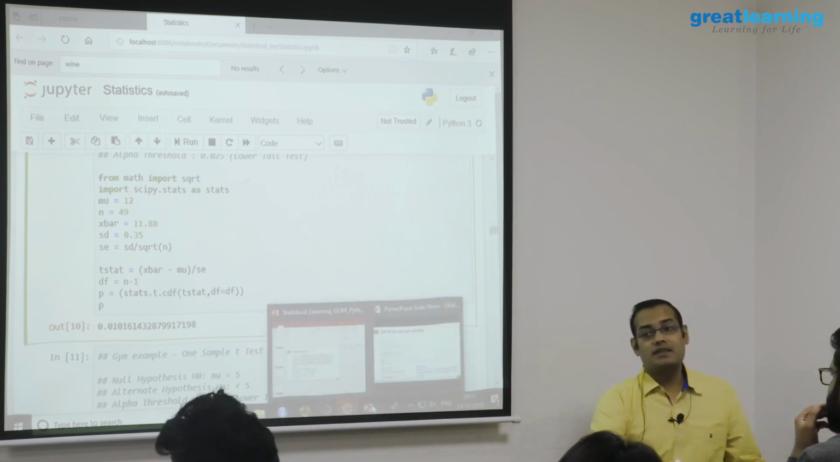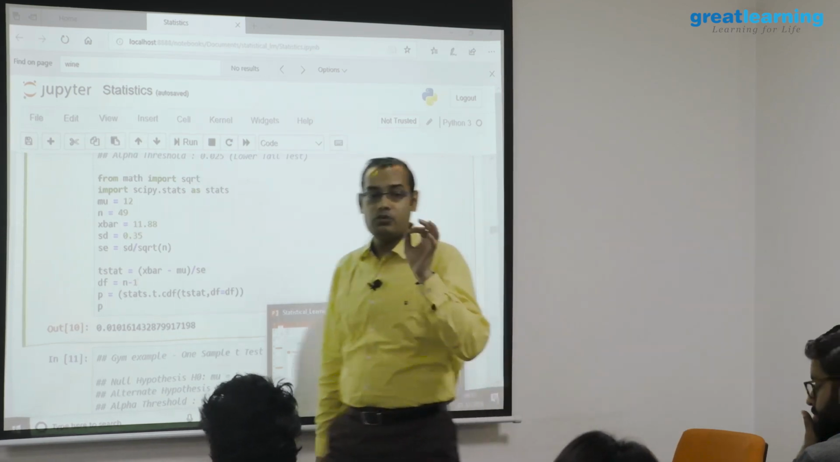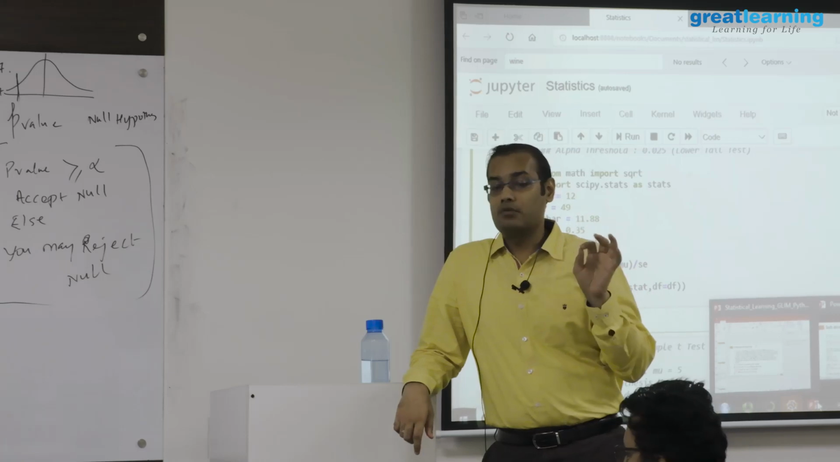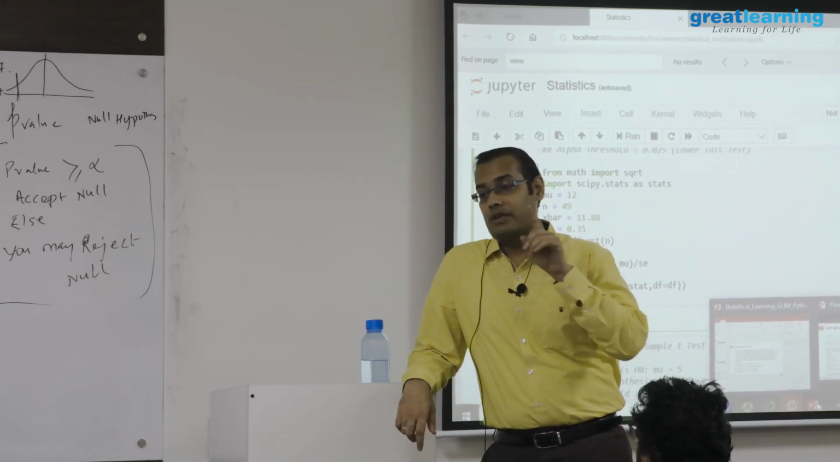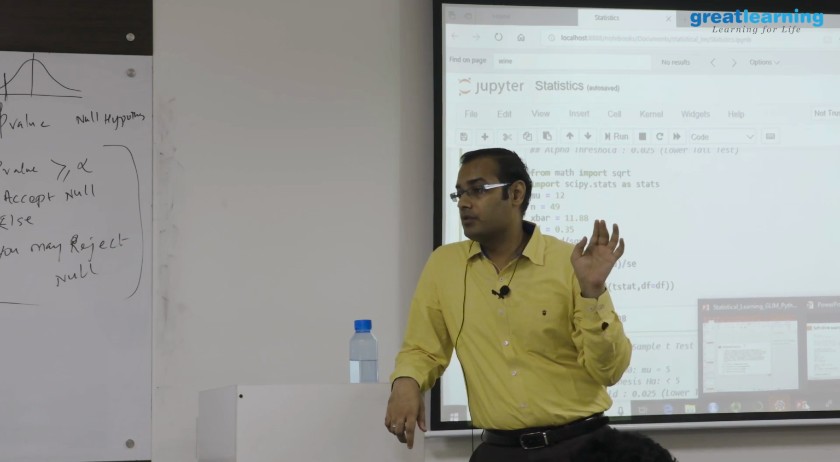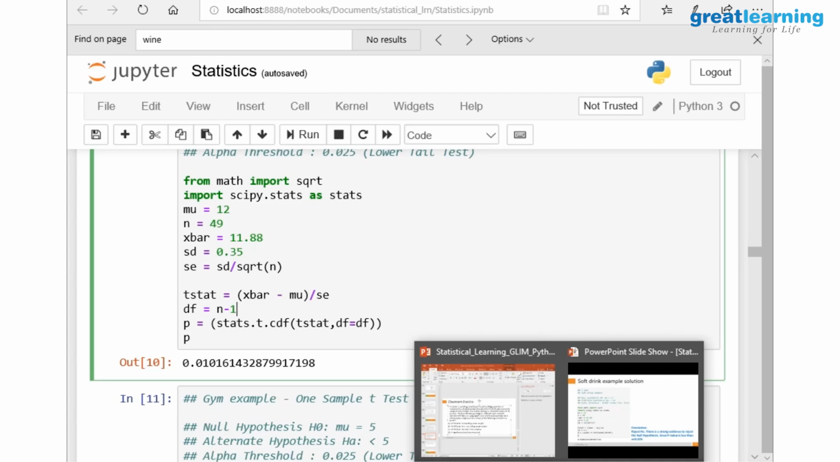Whenever the T statistic is seen, it is with respect to a degree of freedom. Degree of freedom is equal to number of observations minus 1. Okay.